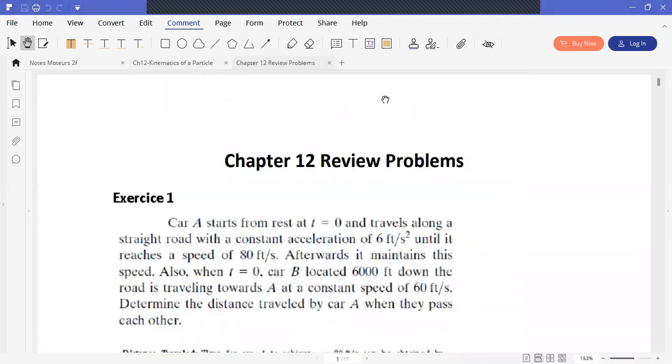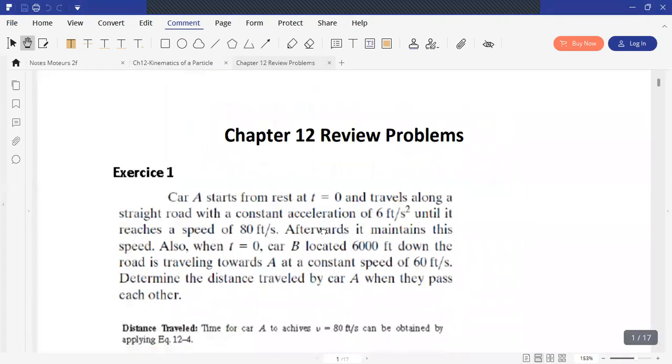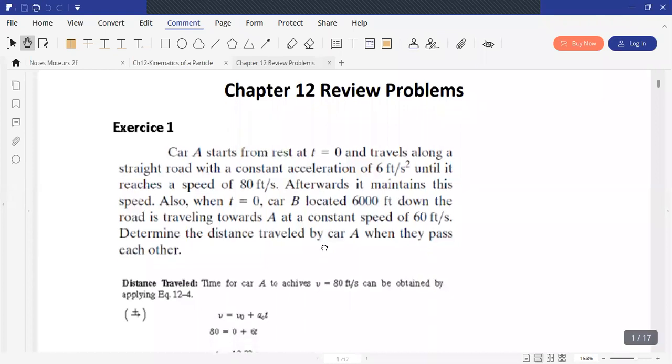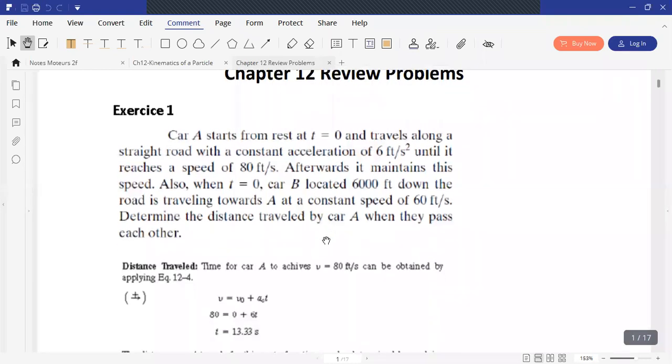Okay, so we will start with the first problem. Car A starts from rest at t equals 0 and travels along a straight road with a constant acceleration of 6 feet per second squared until it reaches a speed of 80 feet per second. Afterwards, it will maintain the speed. Also, when t is equal to 0, car B, located 6,000 feet down the road, is traveling towards A at a constant speed of 60 feet per second. Determine the distance traveled by car A when they pass each other.